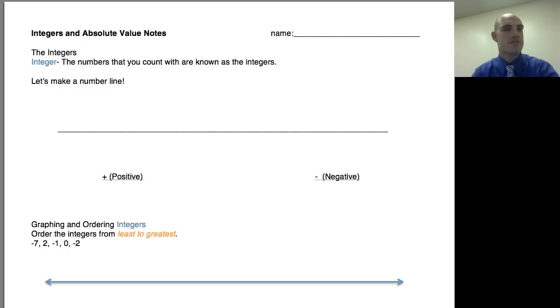Back. Today we're going to talk about integers and absolute values. The thing you need to know about integers is that the integers are the counting numbers and the negative numbers. So it would be like 0, 1, 2, 3, 4, 5, 6, 7, etc., but also -1, -2, -3, those kinds of things. All those whole numbers are known as the integers. And the way that we typically model the integers is we make a number line.